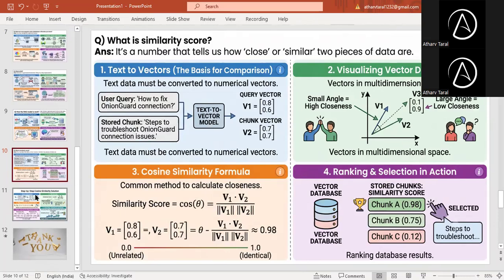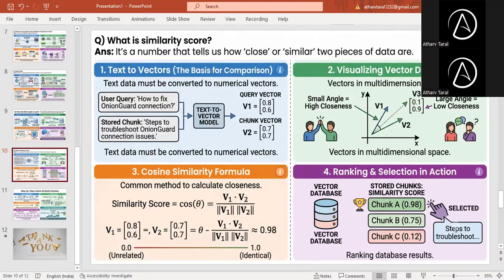Only two questions, basically. So the similarity score is a number that tells how similar two pieces of data are. Here is the text vector, the basic comparison. That data must be converted into numerical vectors. When we have text or images, the computer cannot understand them directly. So we convert them into a list of numbers called vectors.